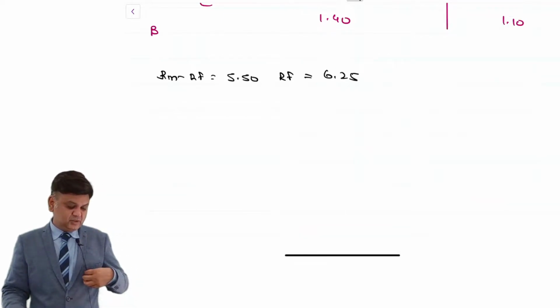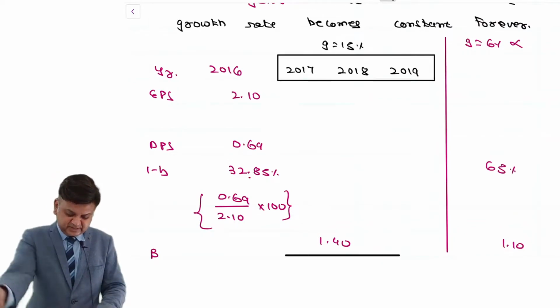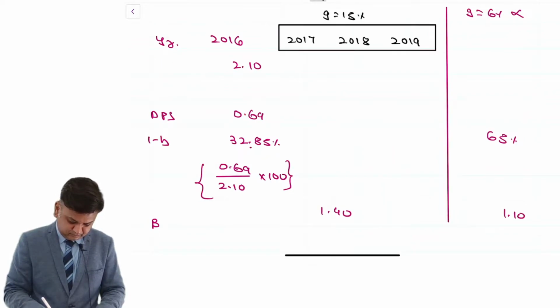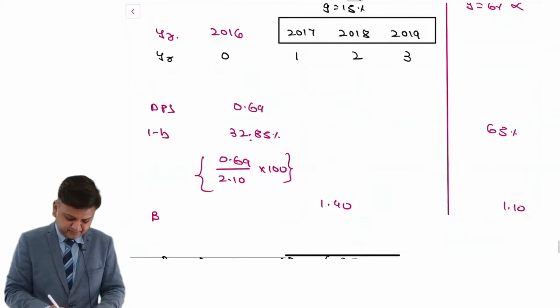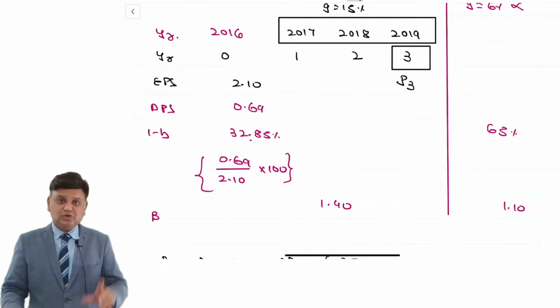The first question is, what is the expected price of the stock at the end of year 2019? So in simple language, let us say that this is year 0, this is year 1, this is year 2, this is year 3. Then the question says that first of all, you are required to compute the price of the equity share at this point of time. At this point of time stands for P3. So the first question is to compute P3.